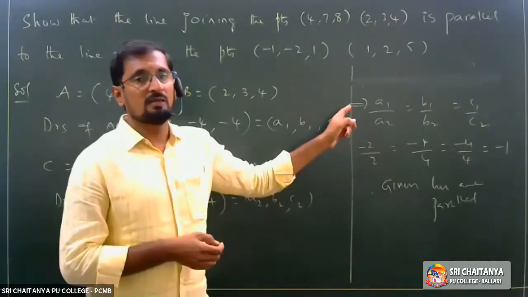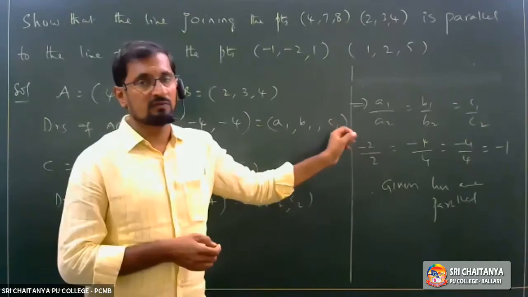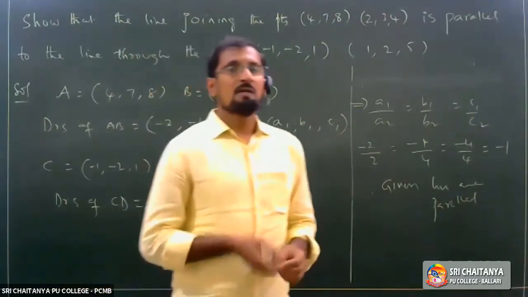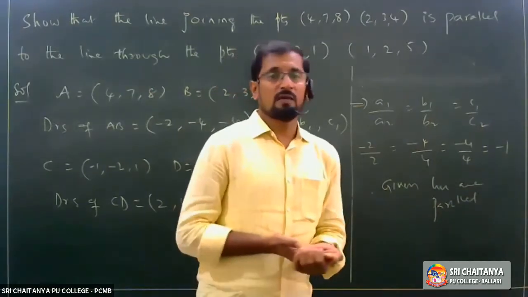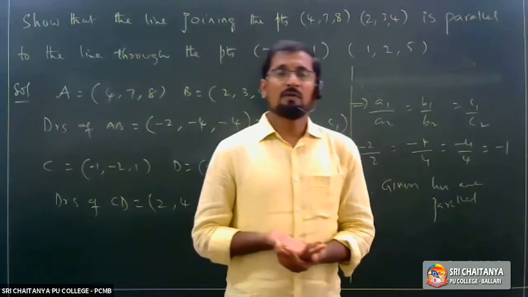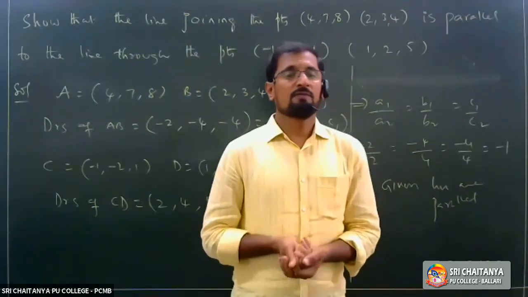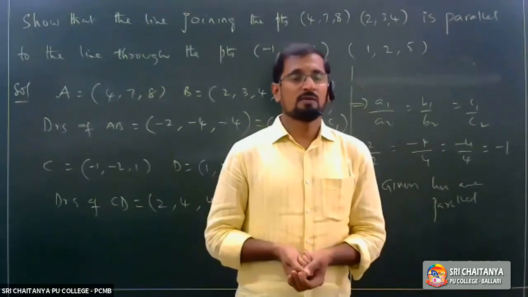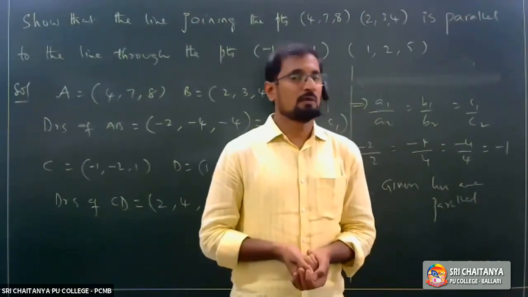I found the value of a1 by a2, it is minus 2 by 2, the value is minus 1, right? Similarly, minus 4 by 4 is obviously minus 1. Similarly, the c1 by c2 value is also minus 1. Therefore, the given lines are parallel to each other. Hope you understood. Copy this.